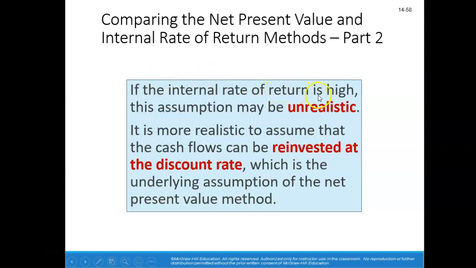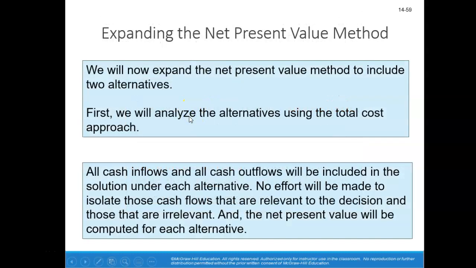If the internal rate of return is high, this assumption may be unrealistic, but you must determine what is considered to be high for your company. It is more realistic to assume that the cash flows can be reinvested at a discount rate, which is the underlying assumption of the net present value method. So you can use either approach, but the net present value approach typically will give you more realistic numbers than the internal rate of return approach to determine which project you're going to accept.